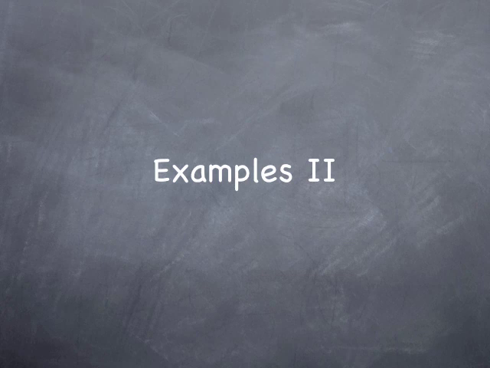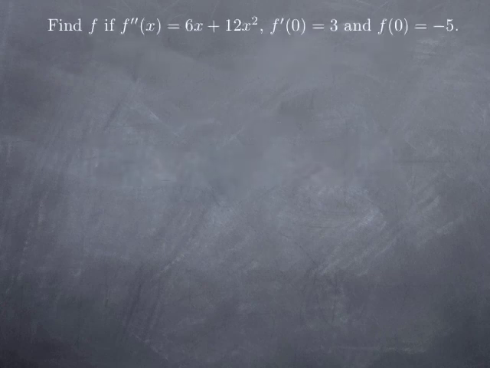Now we're going to go through a few more examples of use of antiderivatives. Let's say we're in a situation where we know the second derivative of a function. In this case, the second derivative is 6x plus 12x squared. And we know that the first derivative takes a value 3 at 0, and the function takes a value negative 5 at 0. And we want to reconstruct the function from this data. In other words, find f.